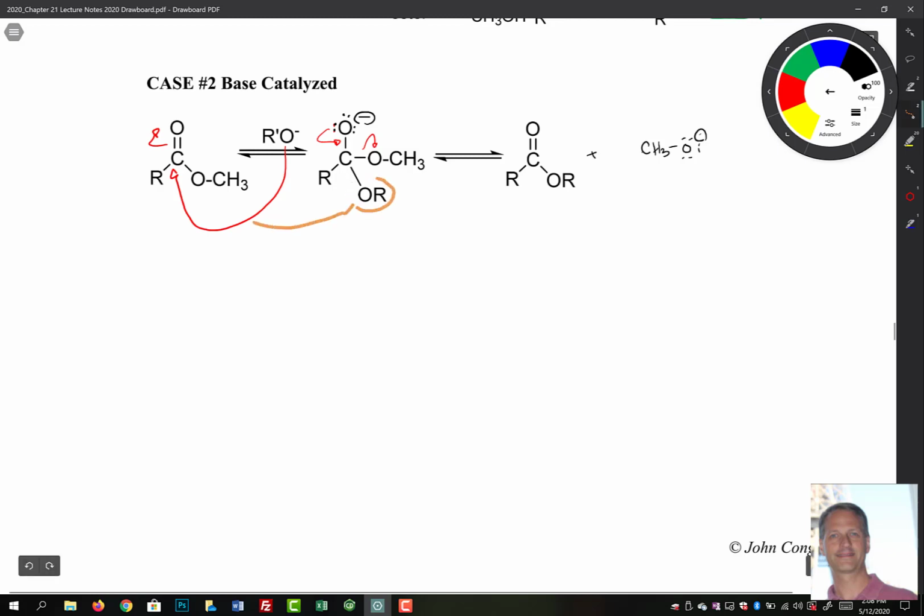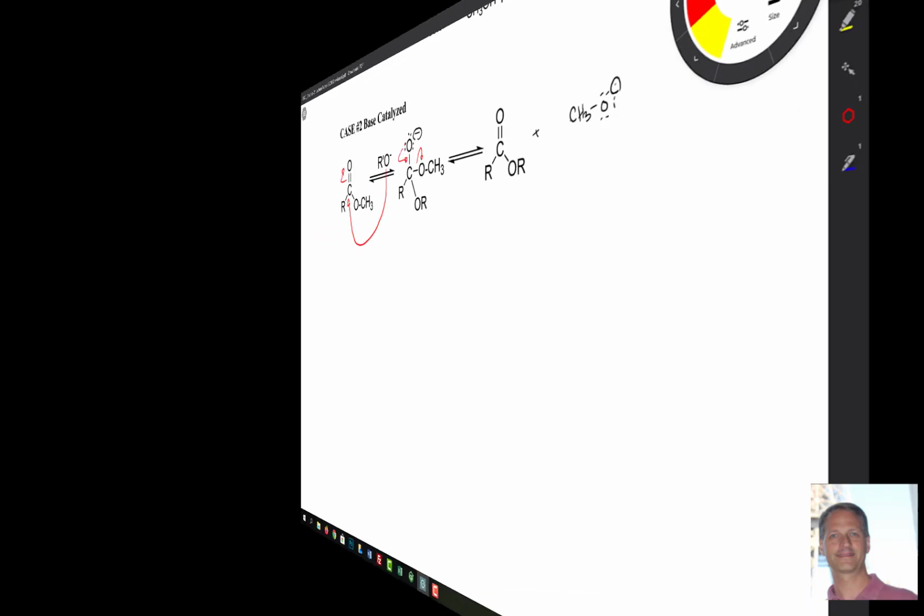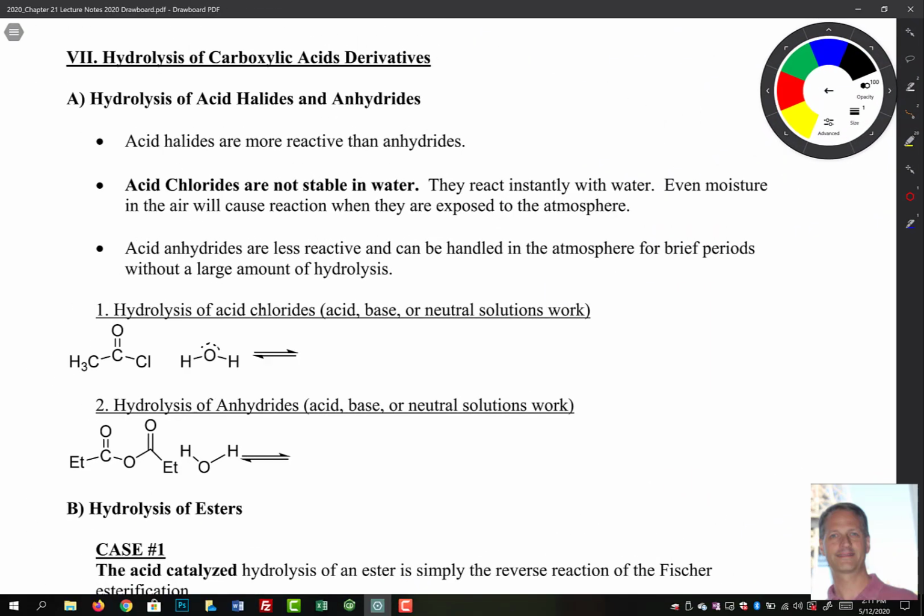But if so, we would just go backwards. And this is a reversible reaction, right? So the expulsion of that as our leaving group gives us a different product. So that's what we're going to do on our last step there. So the hydrolysis of carboxylic acids follows that same general reaction pattern as we saw before.